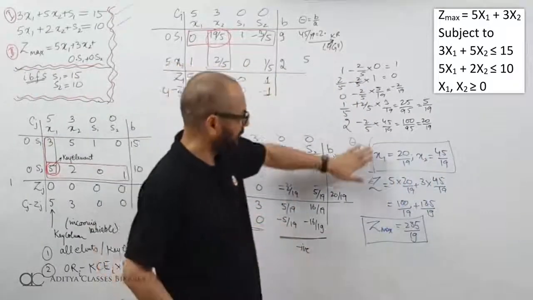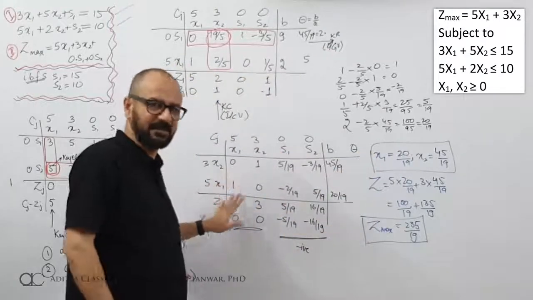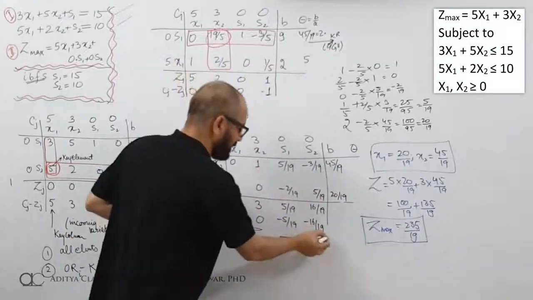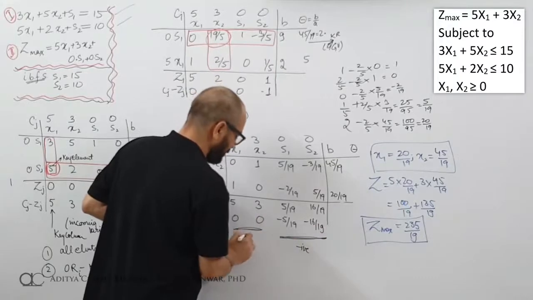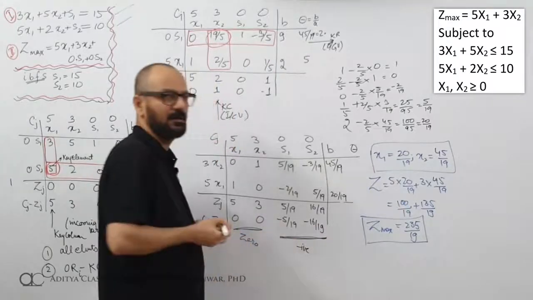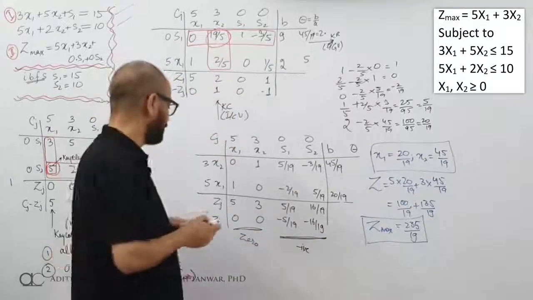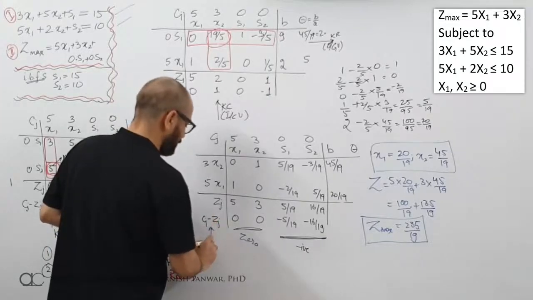So this is my final solution, this is my final simplex table, which we stopped because I have all negative or 0 elements in the net evaluation row.